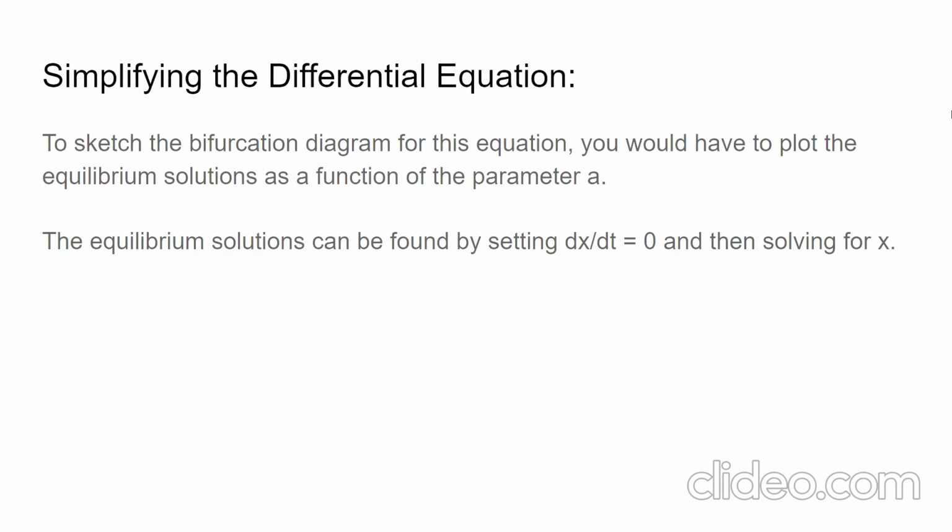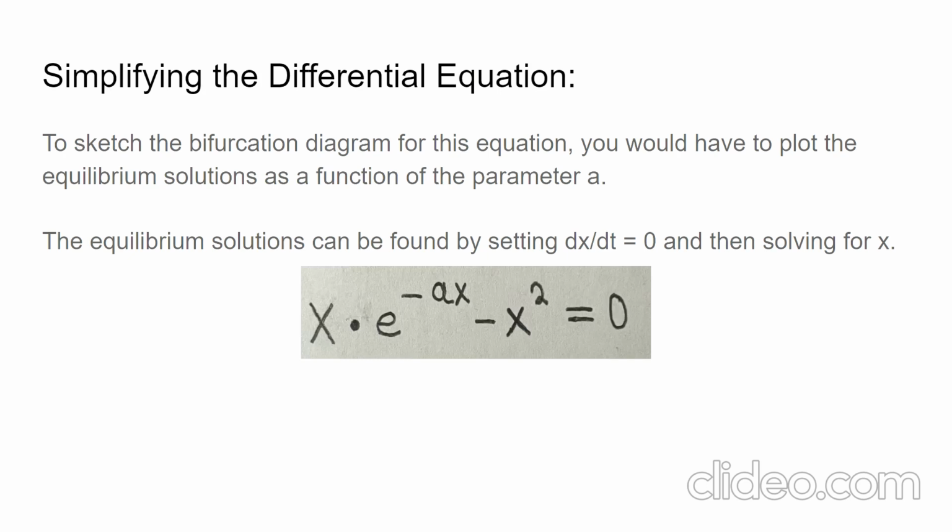Now, the first step to solving our differential equation is to simplify it. In order to sketch the bifurcation diagram for this equation, you would first have to plot the equilibrium solutions as a function of the parameter a. The equilibrium solutions can be found by setting dx/dt equal to 0 and then solving for x. The first step is taking our original equation, x e^(-ax) - x², and setting it equal to 0.